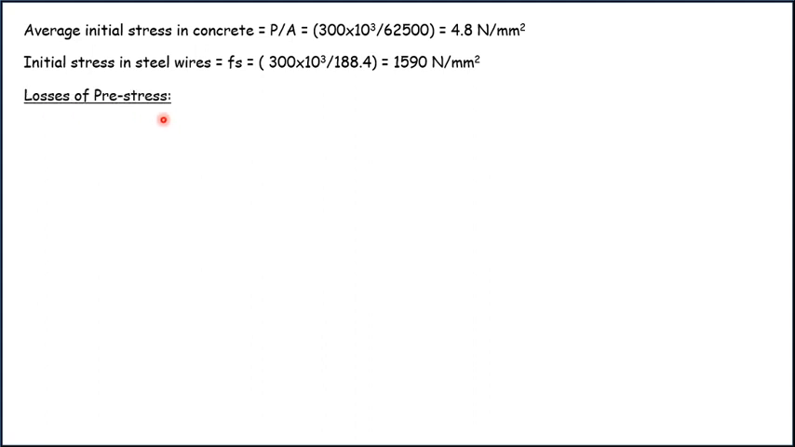Now the losses of pre-stress acting in the question. The first loss is elastic deformation, delta Fs, modular ratio alpha E into Fc. So 6.56 multiplied by 4.8 comes out to be 31.48 Newton per mm square.